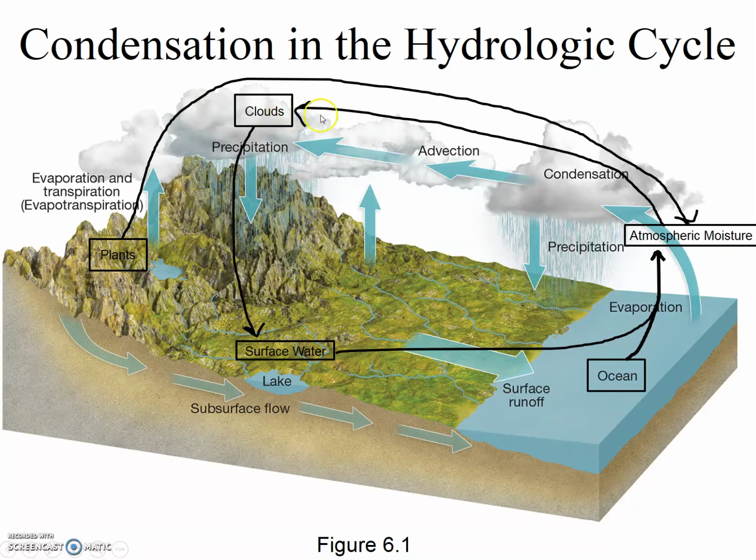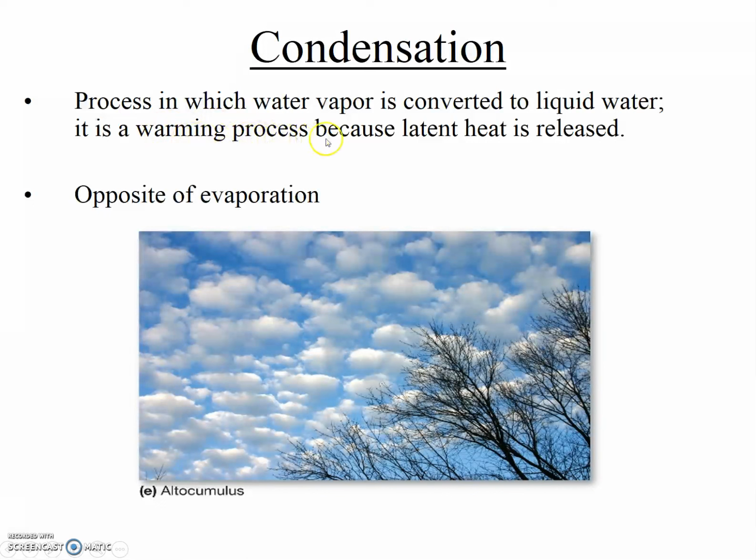So here's our definition. Condensation is the process in which water vapor is converted to liquid water. As we noted, it's the opposite of evaporation. Condensation is also a warming process because latent heat is released. We remember that evaporation was a cooling process. As water evaporated, the remaining water was cooled. Conversely, as water condenses, the water body is warmed.